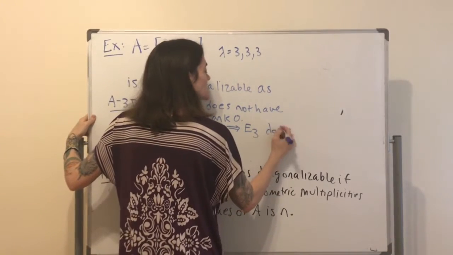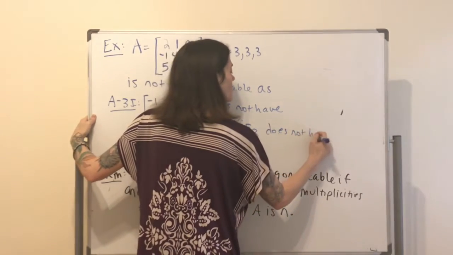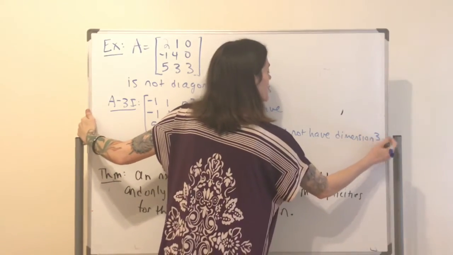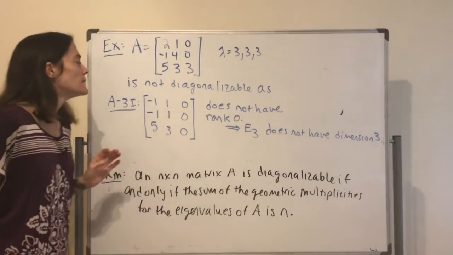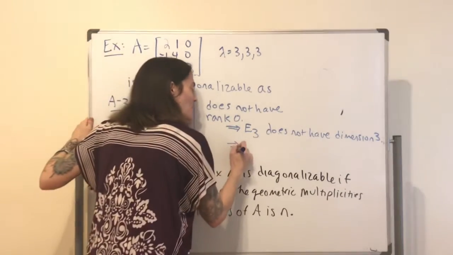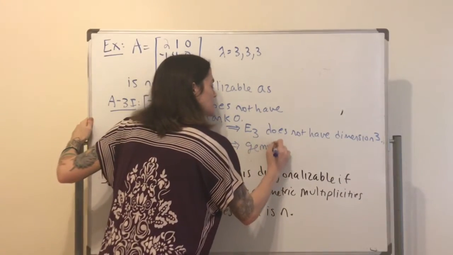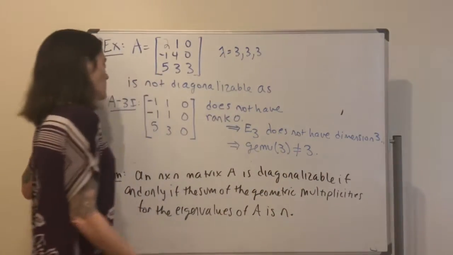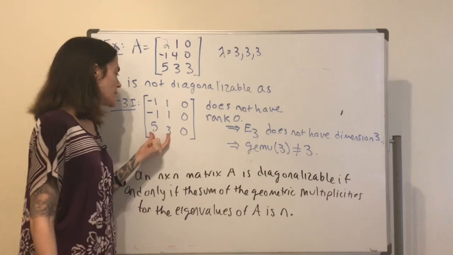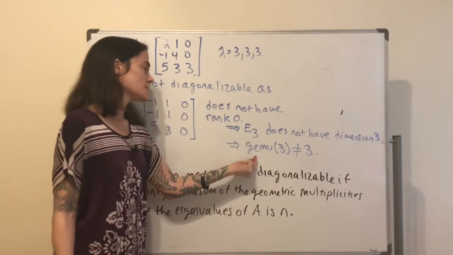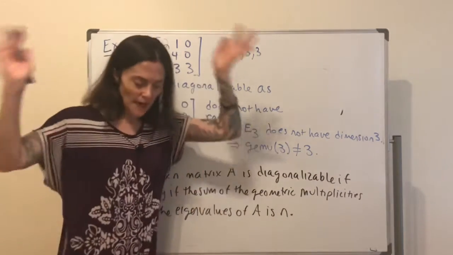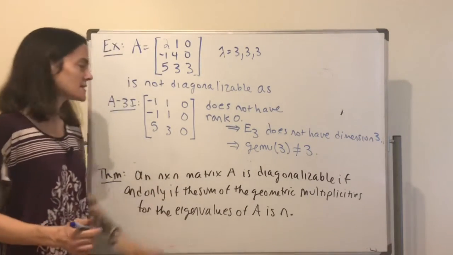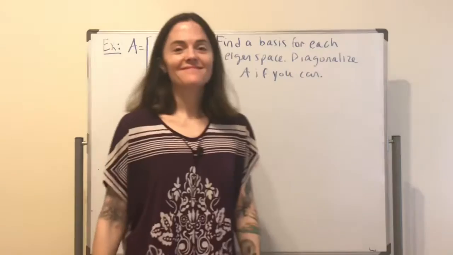This eigenspace does not have dimension 3. Or you could state this one more way: the geometric multiplicity of this is not equal to 3. Well, we know what it is. We have 2 linearly independent columns. This geometric multiplicity will only be 1, definitely not 3. And so this matrix is not diagonalizable just by this observation that we make.